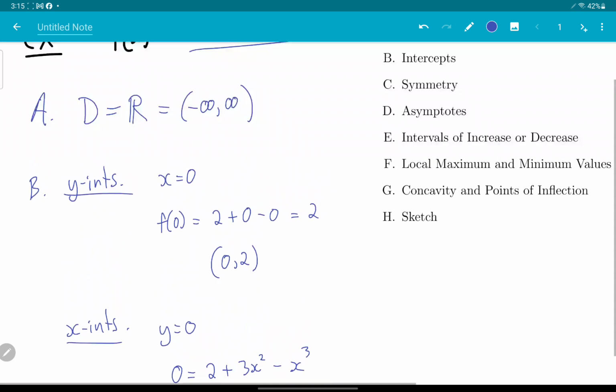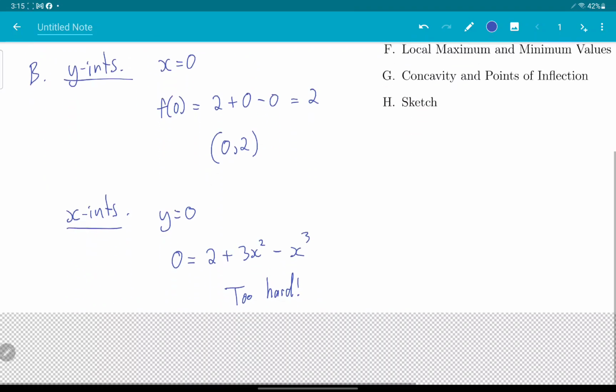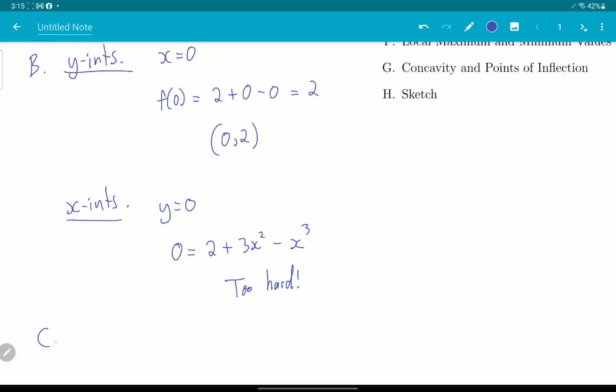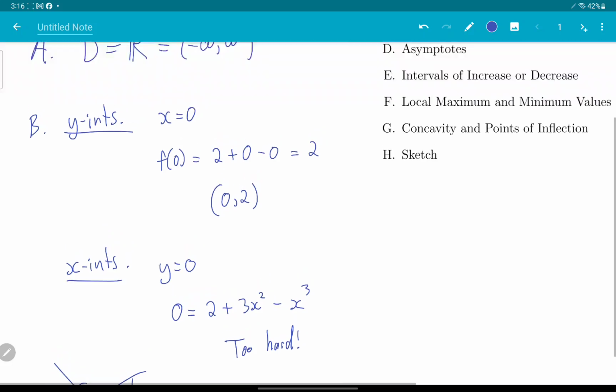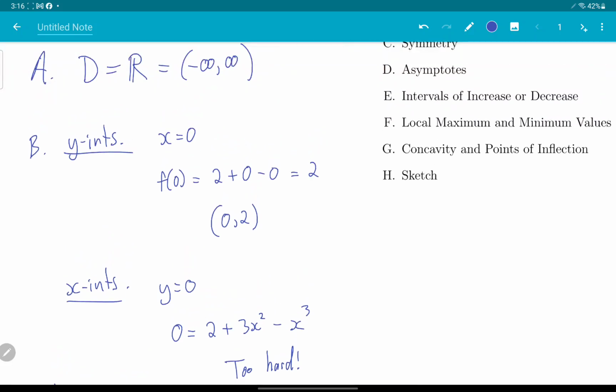Okay, part C is symmetry, which we will skip. If you want to look into this yourself, please do, but actually there won't be any symmetry here. Again, symmetry is rarely useful.